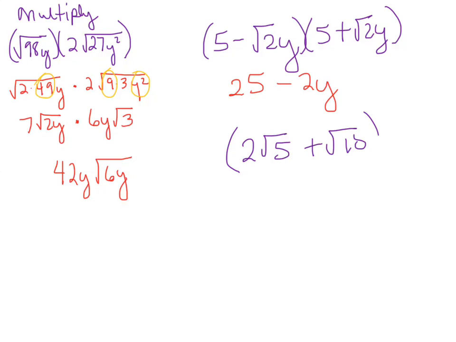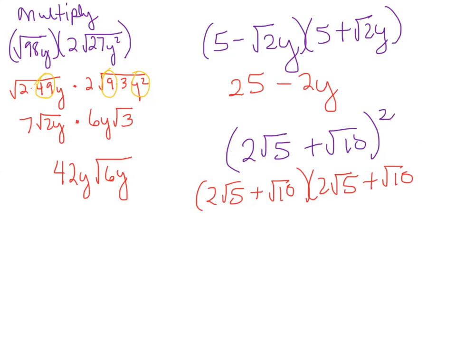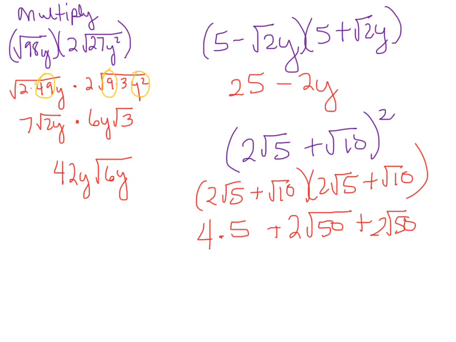Finally, let's look at 2 radical 5 plus radical 10, this whole quantity squared. So now we can't distribute the square across a plus or a minus. So go ahead and write it out twice, and then I'll FOIL this out. So the first gives us 2 radical 5 times 2 radical 5. Now that will give me 4 in the front, and then radical 5 times radical 5 is just 5.